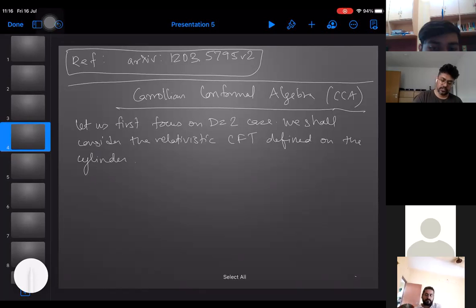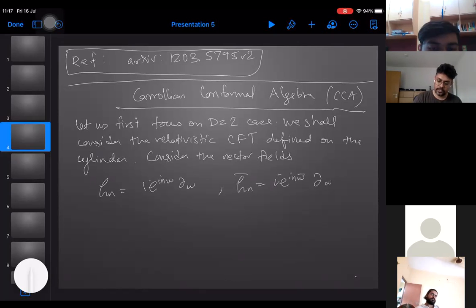So consider the following vector fields, which is given by this omega, and you have the omega bar, where if you want to connect, your Z is basically given by I omega.